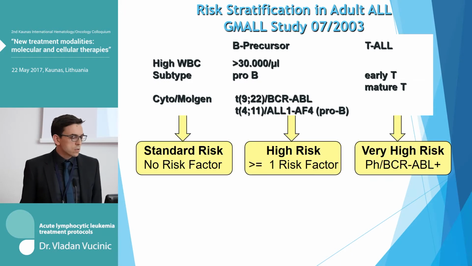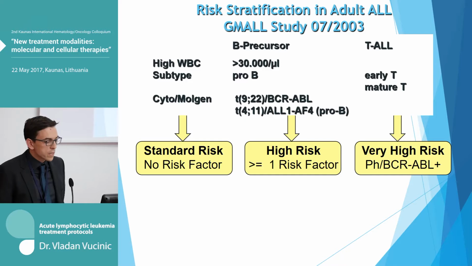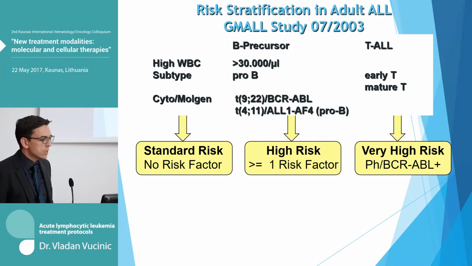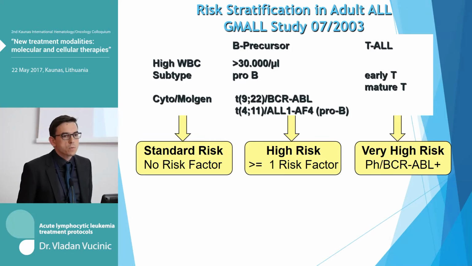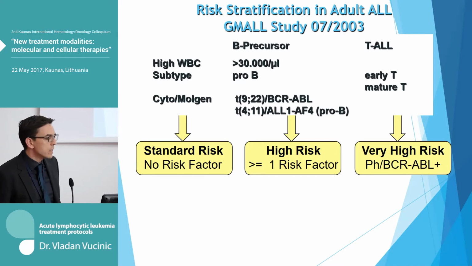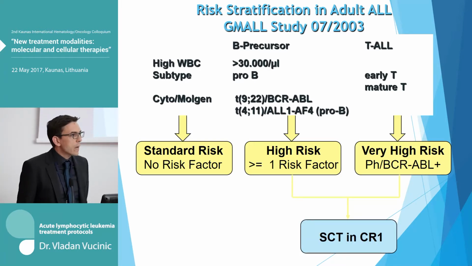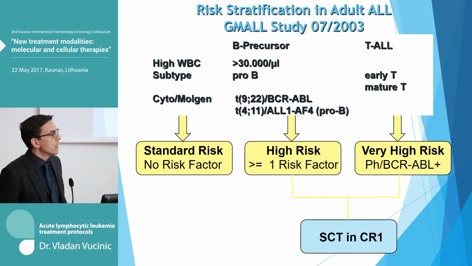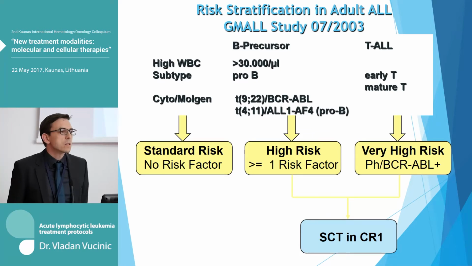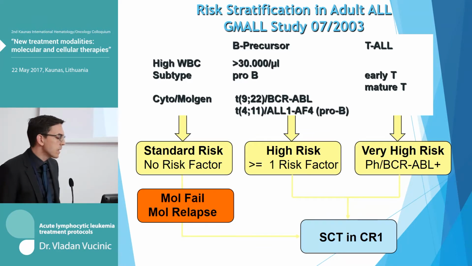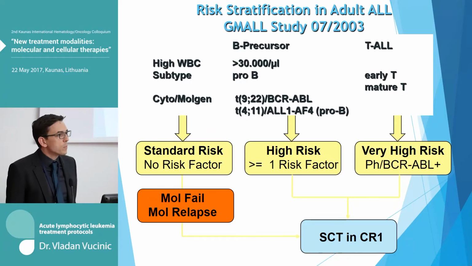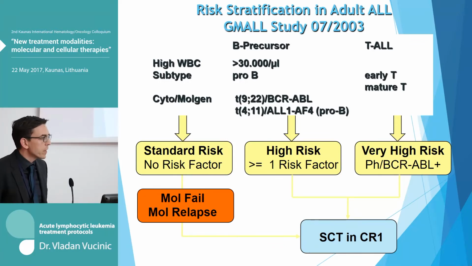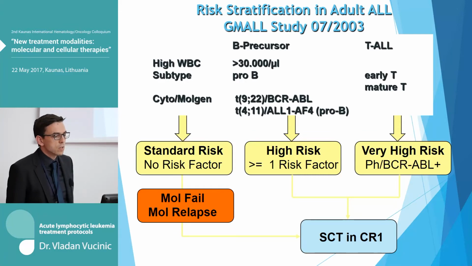When we integrate those factors, we have three groups of patients: a group of standard risk patients, a group of high-risk patients, and a group of very high-risk patients. Those very high-risk patients are actually the ones who are Philadelphia positive. In case of high-risk or very high-risk patients, we have an established strategy. Those patients need an allogeneic stem cell transplantation during the first complete remission. In case of standard risk, there is normally no necessity for allogeneic transplantation, but in cases of molecular failure or molecular relapse, those patients have to be transplanted.